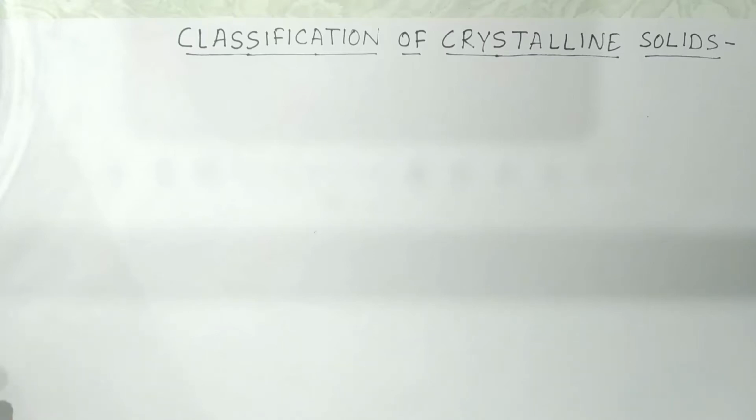Hello students. In today's video, we are going to see the classification of crystalline solids. Based upon the nature of the constituent particles and the binding forces, or the forces of attraction present between them, crystalline solids are further classified into four categories. That is ionic, molecular, covalent and metallic.